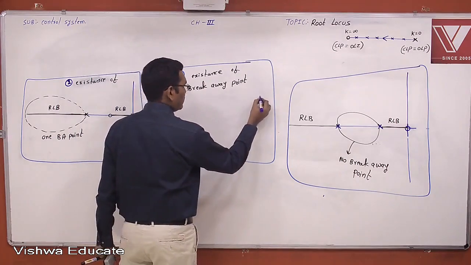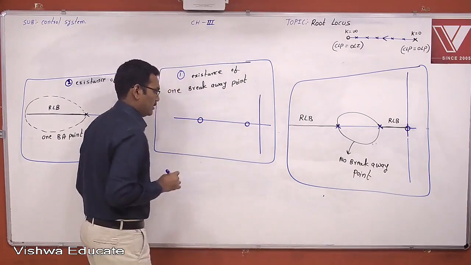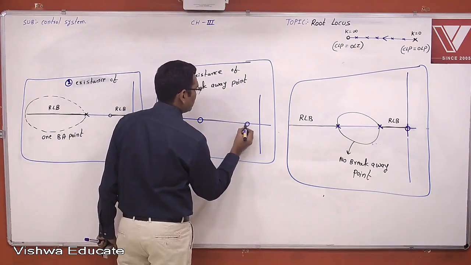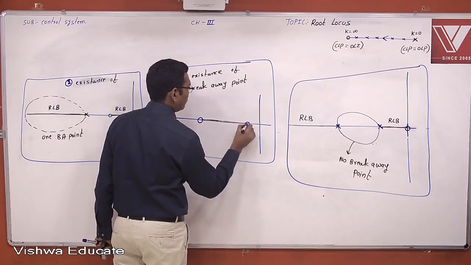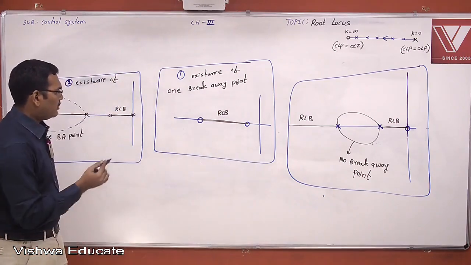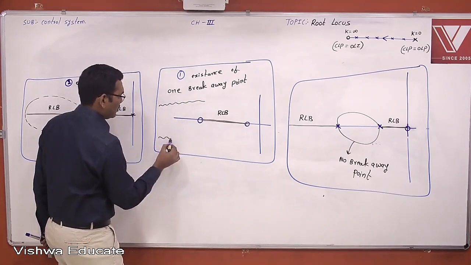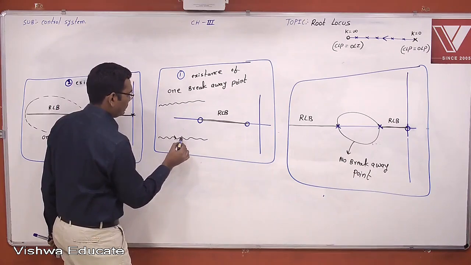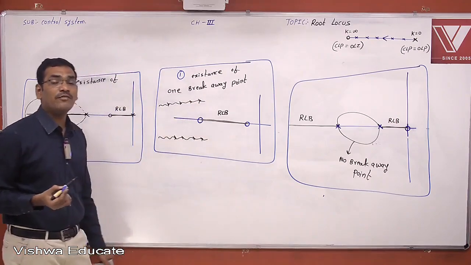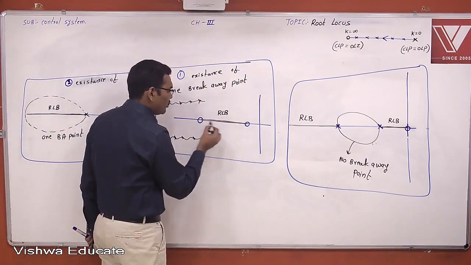Now see here, this is one zero, this is another zero. For example, let us take the situation like this. There exists a root locus branch here. This is the root locus branch, which is nothing but the movement of closed loop poles. The closed loop poles are searching for what? They are searching for an open loop zero. Now the open loop zero is available here.